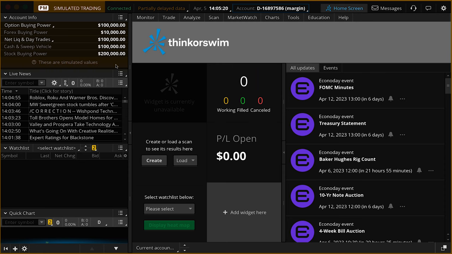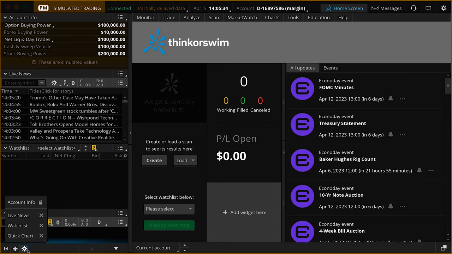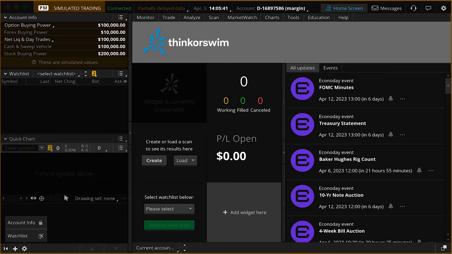Okay, next, let's start customizing this platform as a stock trader. The first thing we're going to do is work on the left-hand side. We're going to create a watch list. Every stock trader should have a list of stocks that they're interested in. The way we're going to do that is come down to the lower left-hand corner and click on this gear wheel. You'll notice we have three different gadgets right now. We're going to simplify the left side and get rid of live news and quick chart, and just keep our watch list.